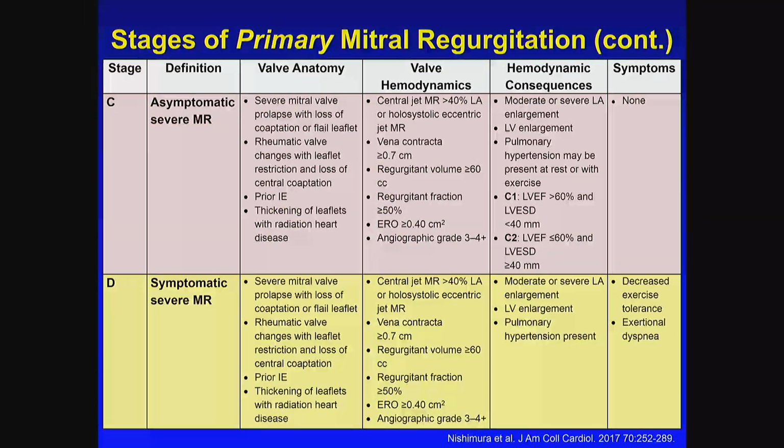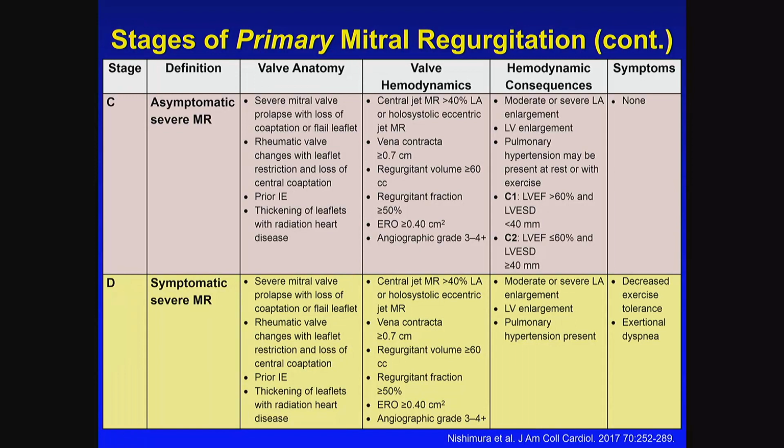Whereas in stage C, there is severe regurgitation with loss of coaptation or severe leaflet thickening and retraction leading to central regurgitation. There can be vegetations from endocarditis or radiation injury to the valve. And importantly, on echo, these patients meet the criteria for severe MR that include a jet filling 40% of the left atrium or a holosystolic eccentric jet, a vena contracta of 7 millimeters or more, a regurgitant volume more than 60 milliliters, or a regurgitant fraction more than 50%.